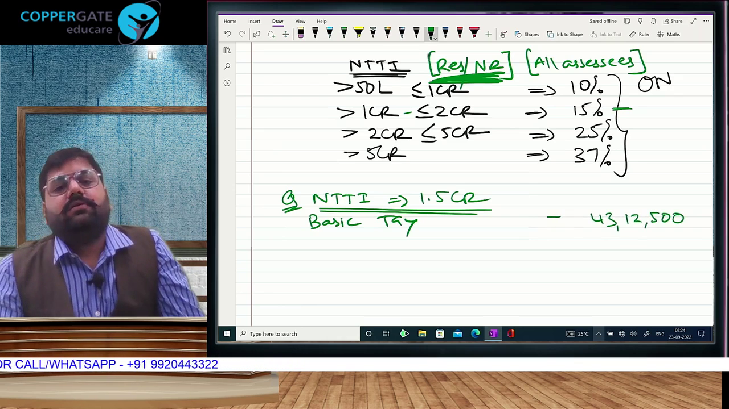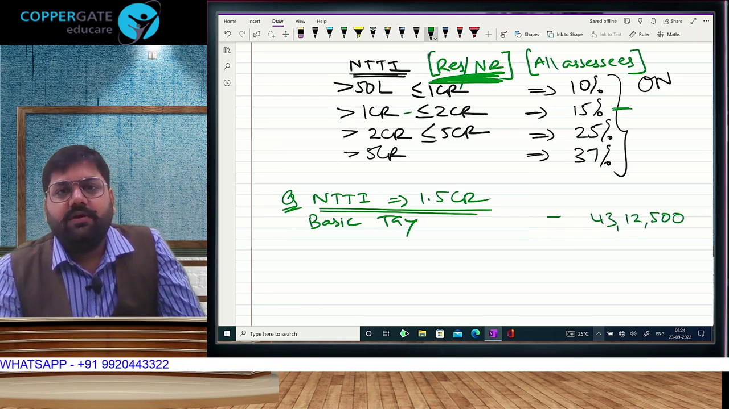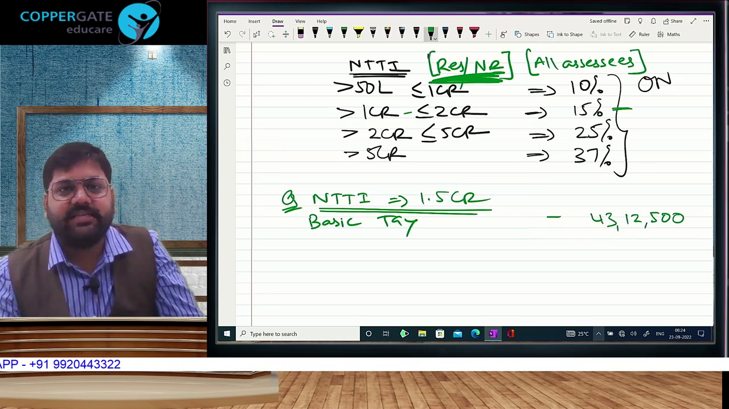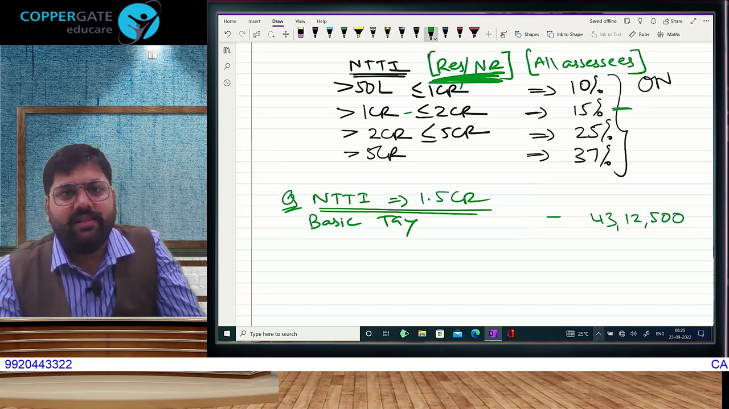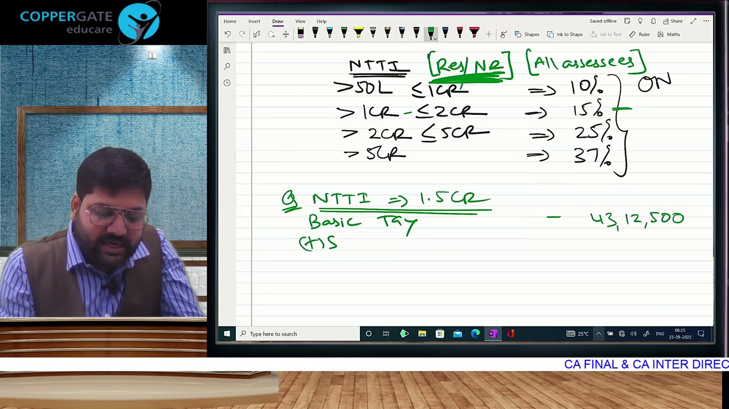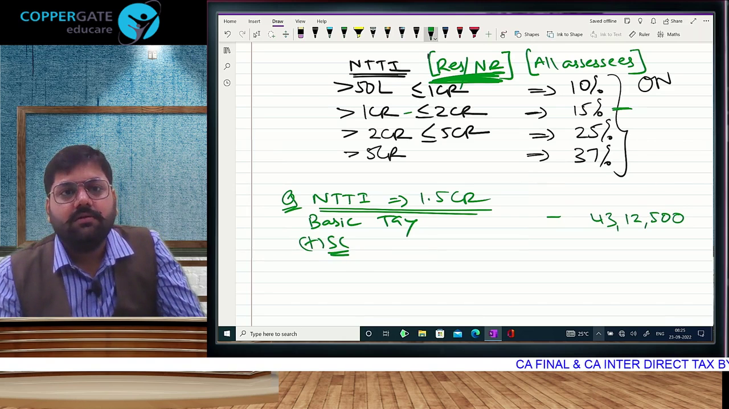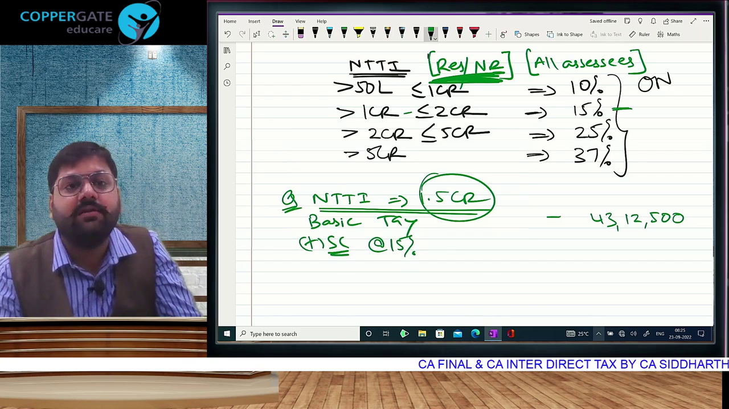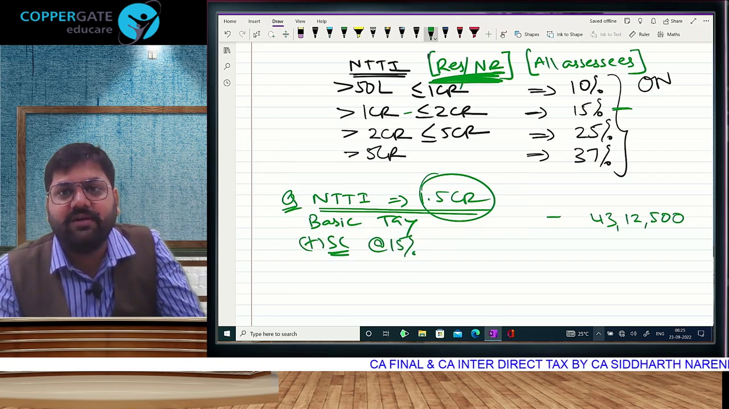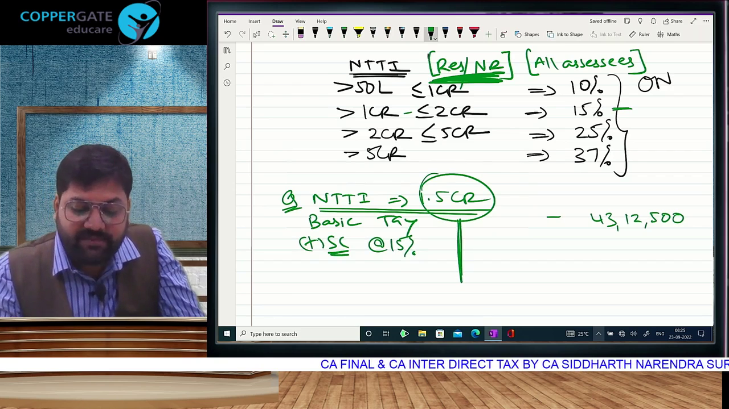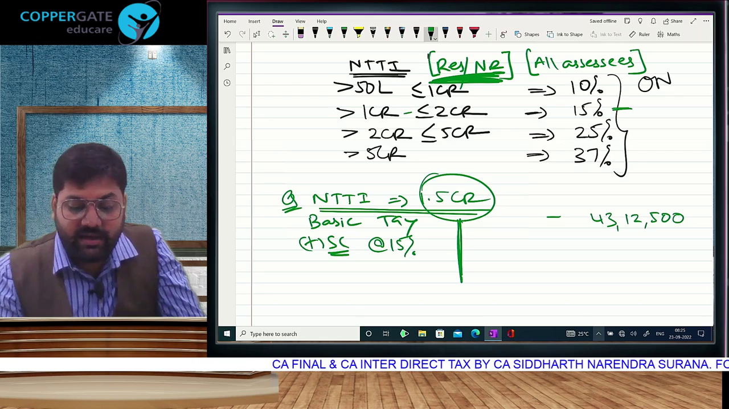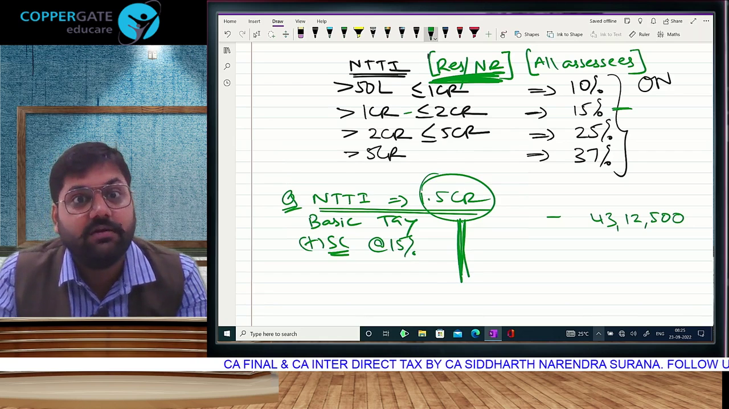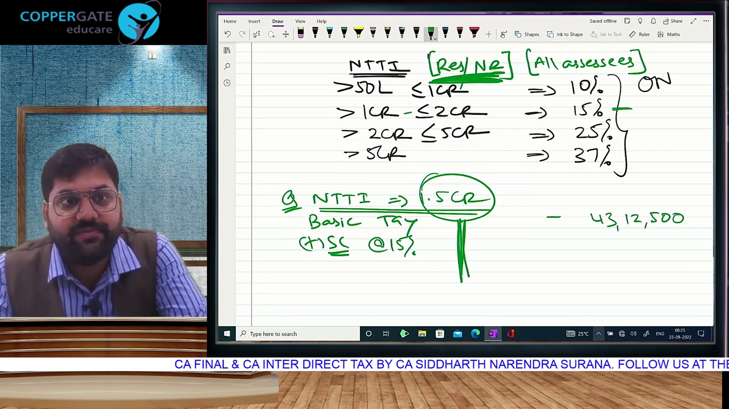$43 lakhs 12,500. 1 crore 40 lakhs का 30% is 42 lakhs and 1 lakh 12,500. Correct hai? Now in this we will be adding surcharge as we have decided, and that surcharge will come at 15% because the income is between 1 crore and 2 crore, greater than 1 crore up to 2 crore. If this was exactly 1 crore, it will be 10%, and if this was exactly 2 crore, then still 15. More than 2 hoega, so it will be 25. Correct hai?